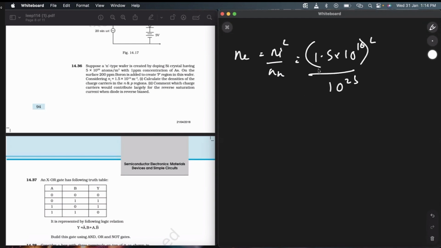So I'll just write it down. So 15 times 15 is 225. So 2.25 into 10 raised to the power of 7 per meter cube. And the explanation will be the minority carrier holes of the N region wafer.